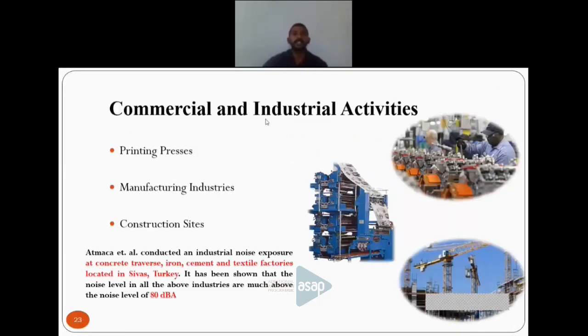Next is commercial and industrial activities, like printing presses, manufacturing industries, and construction sites. Atmaca et al. made a study in concrete, iron, cement, and textile factories located in Turkey. It was found that the noise pollution in all these industries was around 80 decibels. It is more for industrial areas.